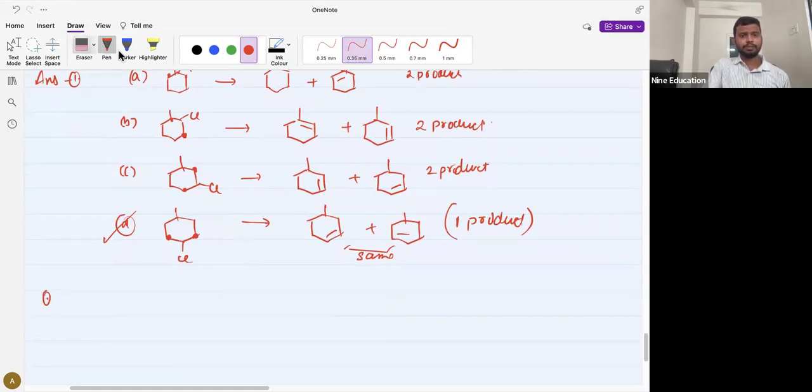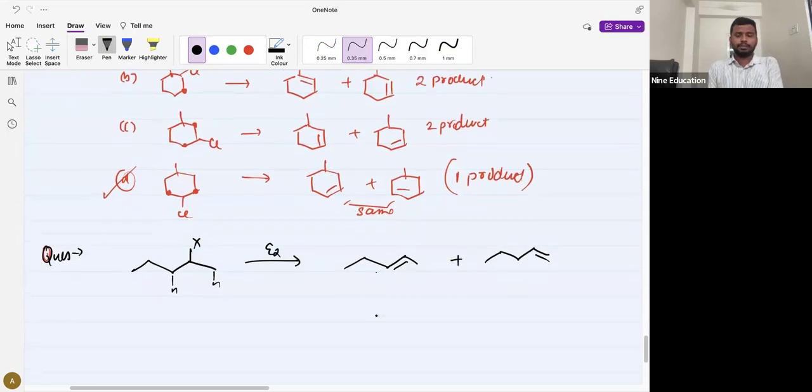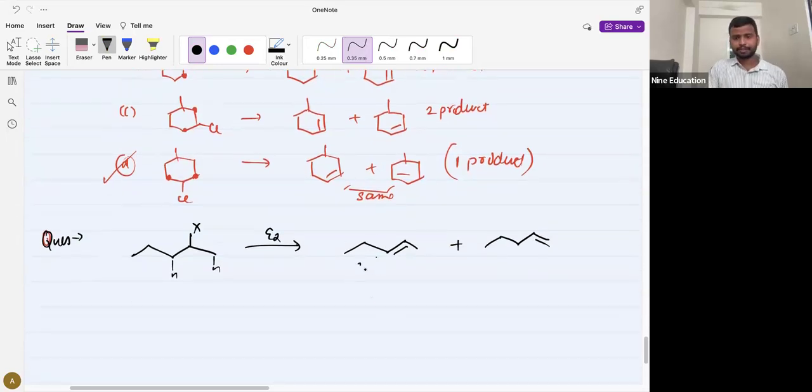Second question. Question number 2. Let's say I have this alkyl halide. I will do E2, so you can get one as Saytzeff product and the other as Hofmann product. If I remove hydrogen from here, it is Hofmann. If I remove from here, it is Saytzeff. Then see, this is Saytzeff, this is Hofmann.